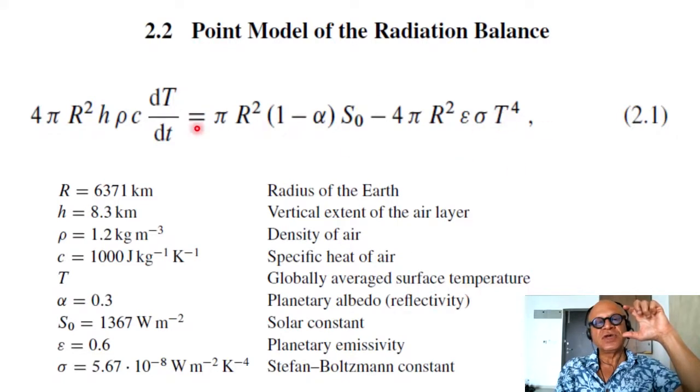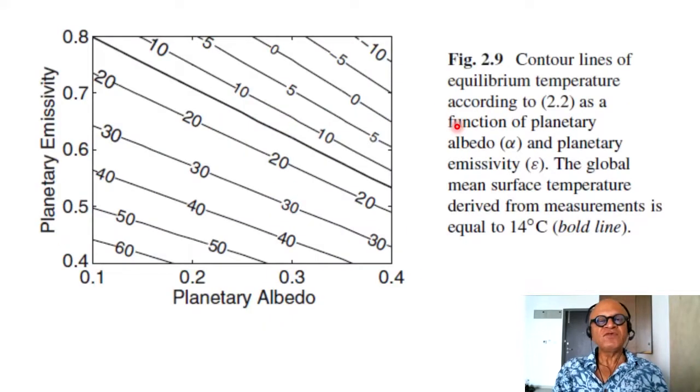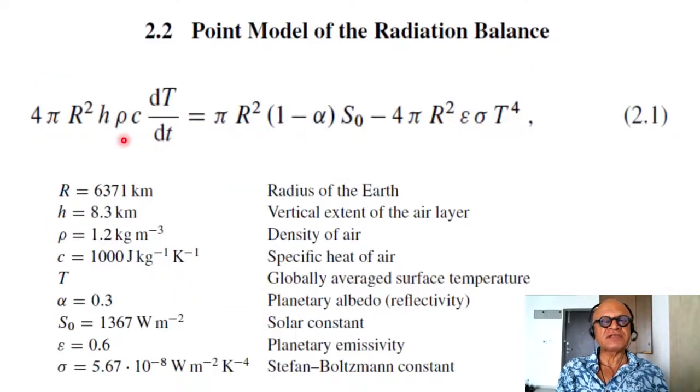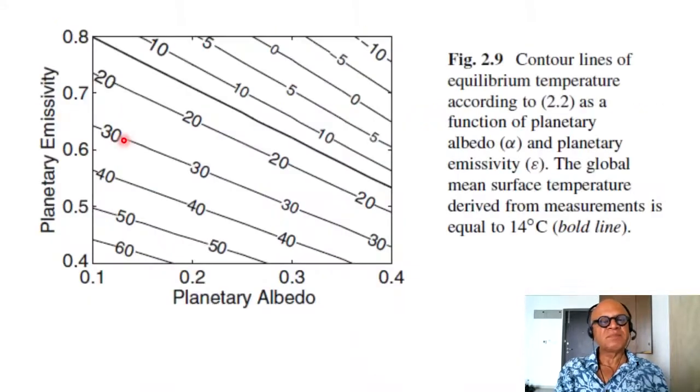T, so its change is going to depend on the difference between the energy being received by the surface and the energy being emitted by the surface. Okay, so if we then look for equilibrium temperature by setting the left hand side to 0, we are depicting what we saw before slightly differently here. So we have a parameter choice.